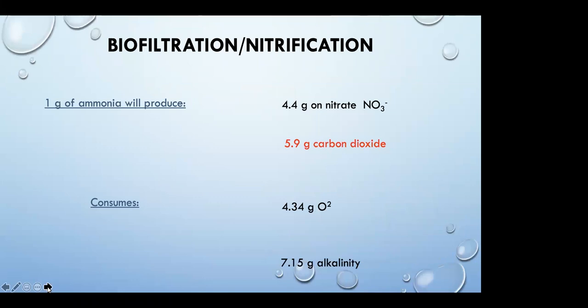Biofiltration, the process: if you're looking at 1 gram of ammonia produced, you're producing 4.4 grams of nitrate and then 5.9 grams of carbon dioxide. So that's pretty significant. It also consumes 4.34 grams of O2. So in reality, your biofilter is actually consuming more O2 than your fish at times. And then it's also consuming 7.15 grams of alkalinity.